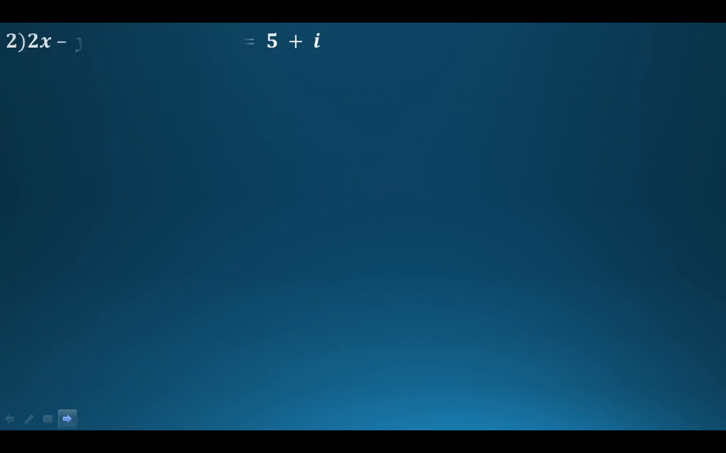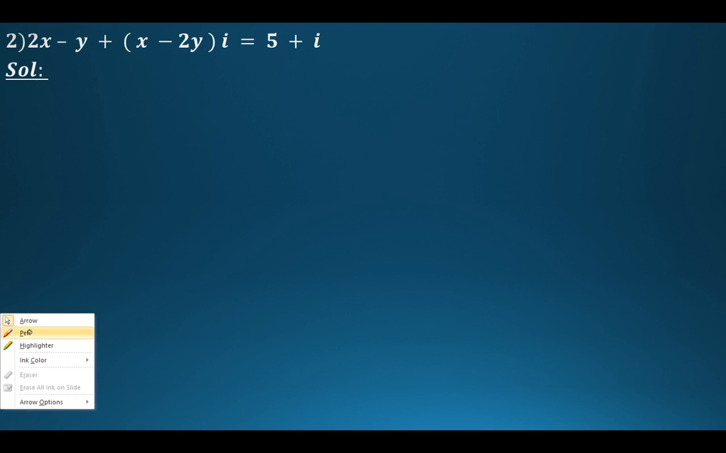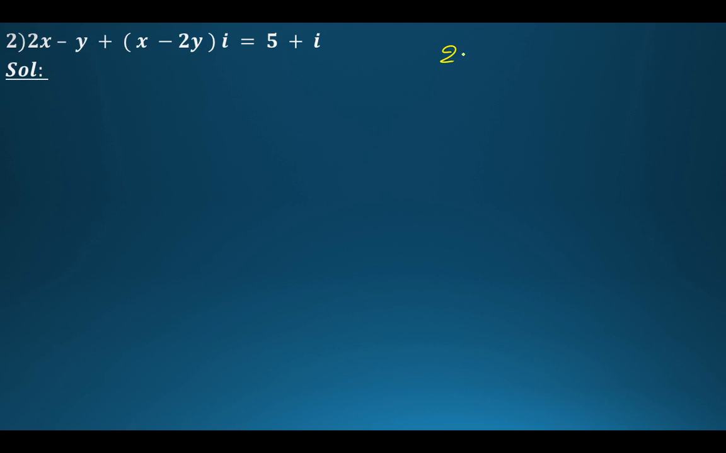Another example. Here we have (2x minus y) plus (x minus 2y)i equals 5 plus i. Here you have a complex number equal to a complex number. So the real part will be equal to the real part. So 2x minus y will be equal to 5. And x minus 2y, the imaginary part, will be equal to the coefficient of the imaginary part, which is equal to 1.